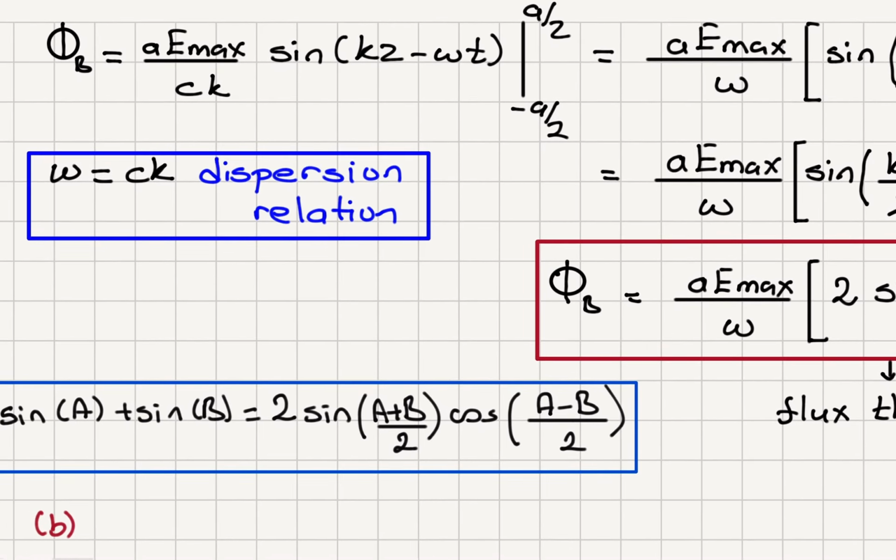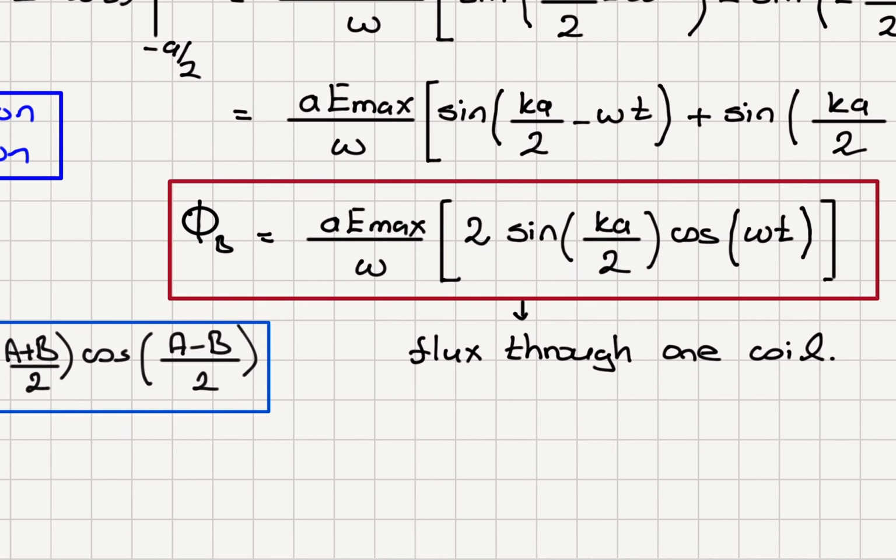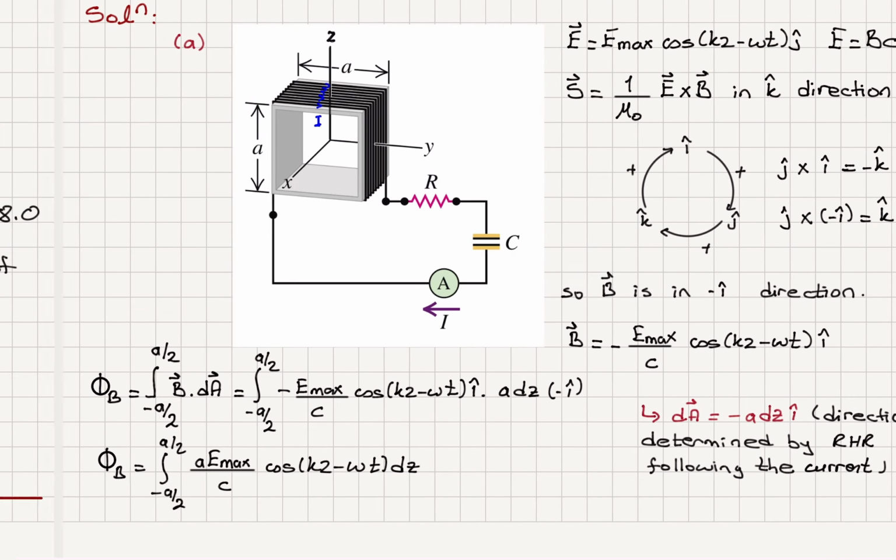I recognize c times k: c is equal to lambda f, and k is 2 pi over lambda, so this is 2 pi f, the angular frequency. Omega is equal to ck, the dispersion relation. And then I evaluate this at the two limits, minus a over 2 and plus a over 2. Using the trigonometric identity, I can write it this way: 2 A E max over omega sine of (ka over 2) cosine of omega t. What I have just calculated here is the flux through one coil.